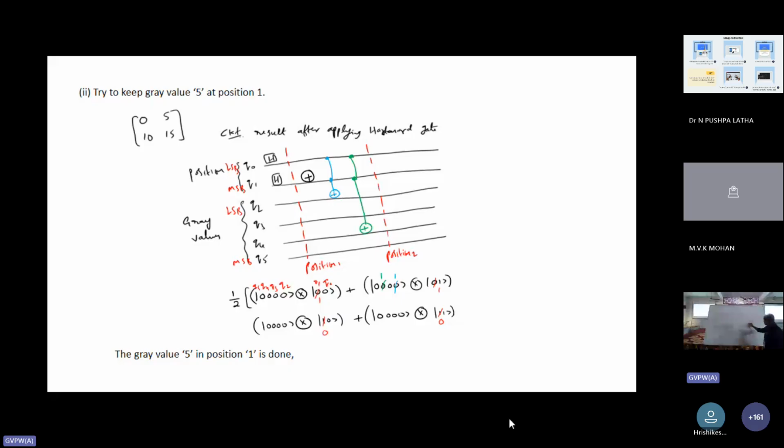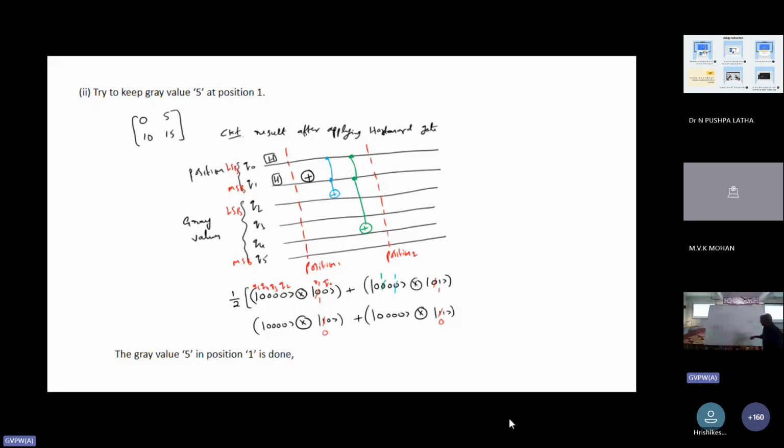Previously we had 0 0 0. Now we made that into 0 1 0 1. What is the decimal equivalent of 0 1 0 1? 5. Because first our target is to make, what is the original value? 0 5 10 15. So our target is to make 5 in the second location. Yes, we got 5 here.